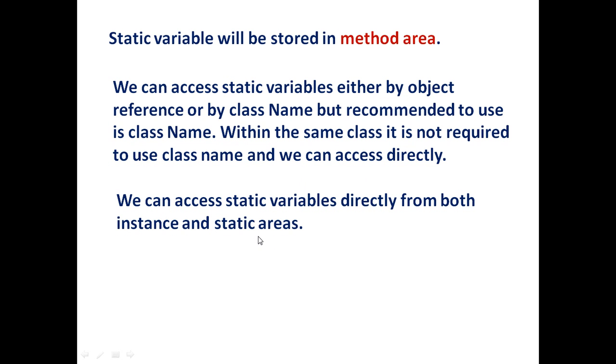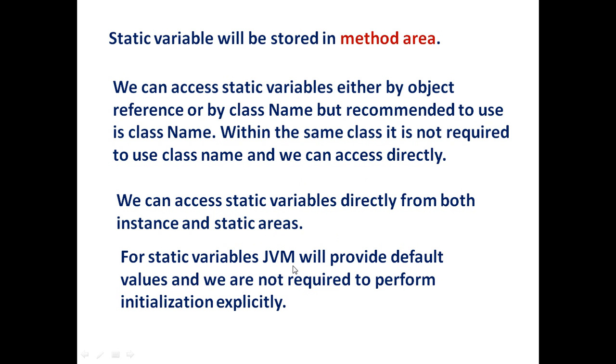So these are the two types of areas you can access static variables from, both the areas. For static variables, JVM will provide default values, right? When we declare static variables and we do not give any initializing values to them, JVM automatically gives them the default values. For example, the default value for int is 0 and the default value for boolean is false.